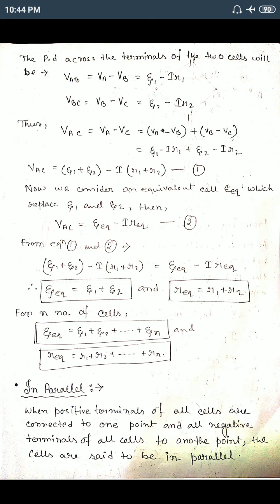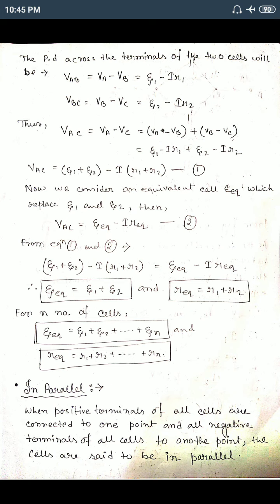We get the IR1 from the expression of Ohm's law, V equals IR1. Okay. Similarly, VBC equals E2 minus IR2. So now this is the potential difference across AB and BC separately between the two EMFs.